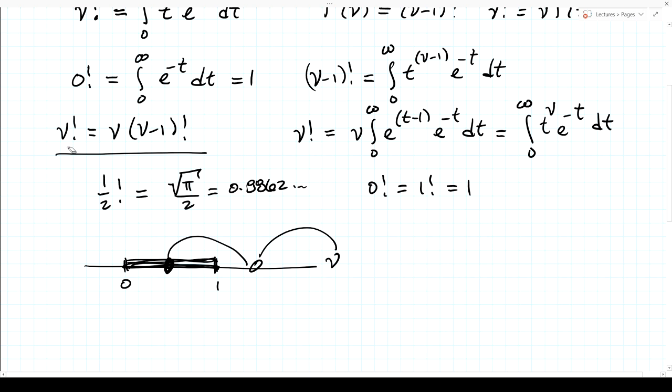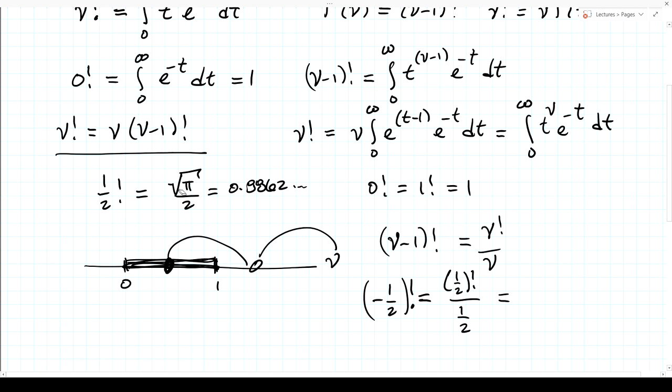Now, this recursion has some interesting implications. If we turn it around and write that nu minus 1 factorial is equal to nu factorial over nu, what happens when, for example, we want minus 1/2 factorial? So we could take nu is equal to 1/2, and then this would be 1/2 minus 1, which is minus 1/2. That would be 1/2 factorial over 1/2. And we know what 1/2 factorial is. It's the square root of pi over 2, and so that divided by 1/2 would just be the square root of pi. So minus 1/2 factorial is the square root of pi.